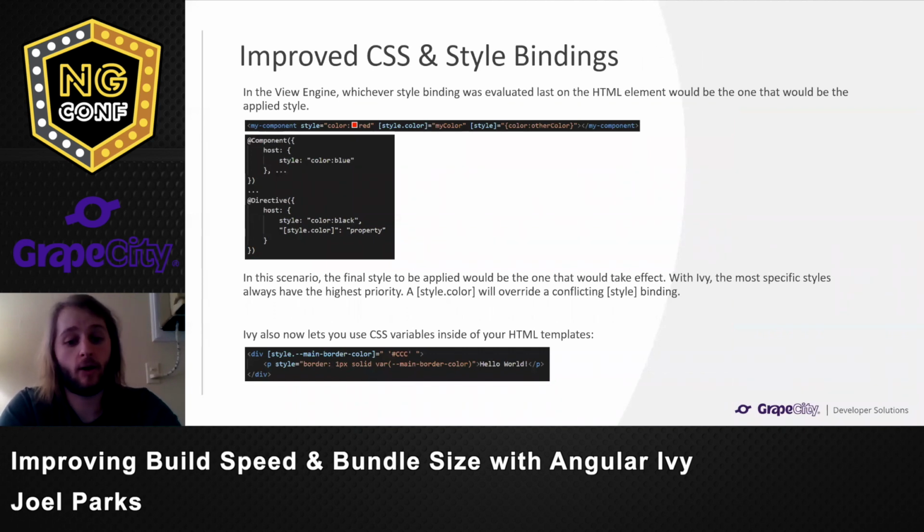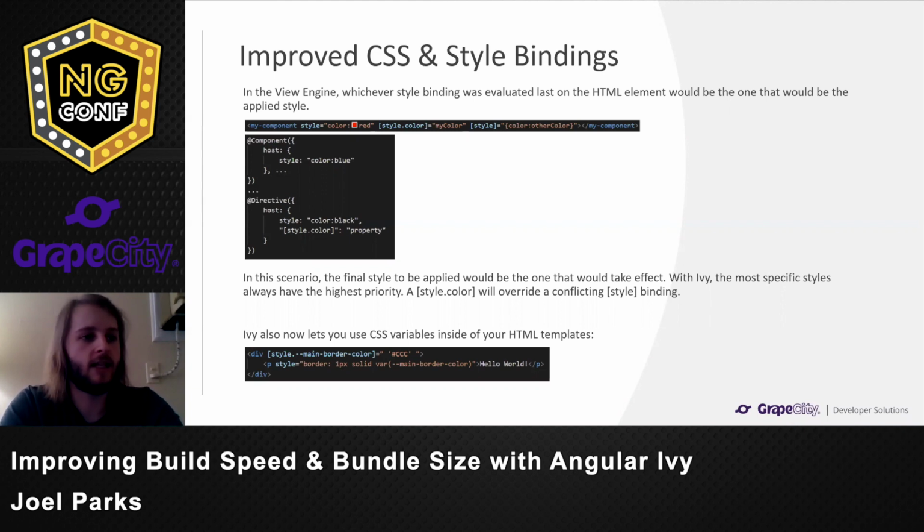Now, the Ivy compiler and runtime provide improvements for handling styles, as well as the ability to use style variables inside of the HTML template itself. In previous versions of Angular, whichever style binding was evaluated last on the HTML element would be the one that would be the applied style.